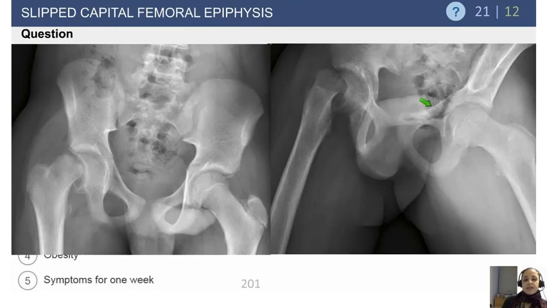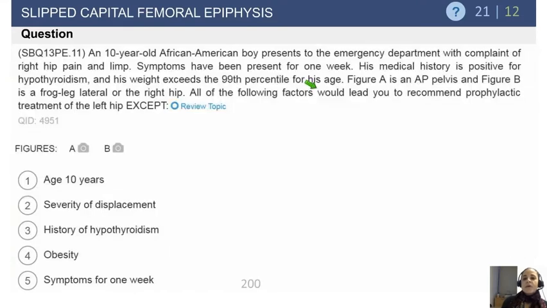And what we're seeing here is a severe slipped capital femoral epiphysis. Sorry, I keep forgetting to move the cursor. Severe slipped capital femoral epiphysis. So what the question is asking is, would you recommend prophylactic treatment because of which of the following things? Are any of these not risk factors for contralateral slip?